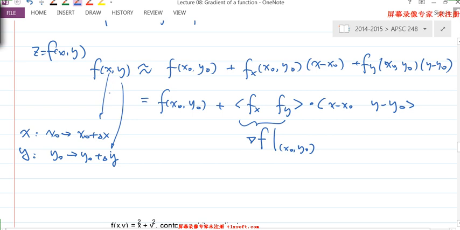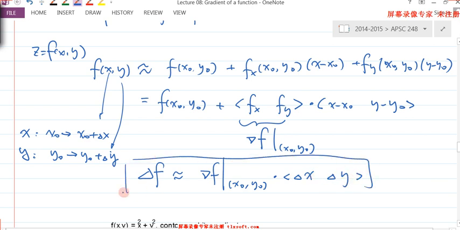So guess what's going to be the next side? The left side, according to our previous notation, is actually the delta f. Delta f is approximately equal to this gradient vector at x naught, y naught, dot, here x is x naught plus delta x, minus x naught, you end up with delta x, delta y. Can you see that?